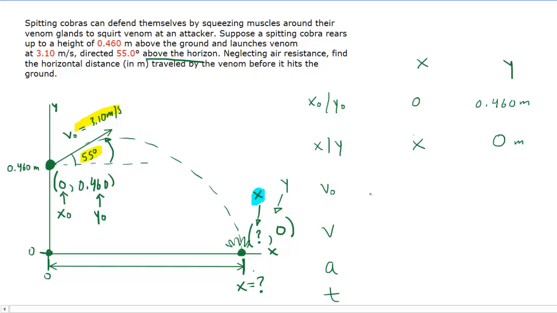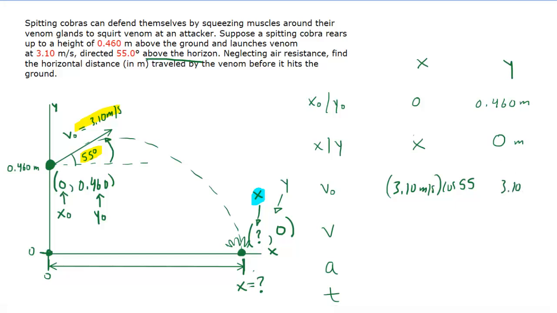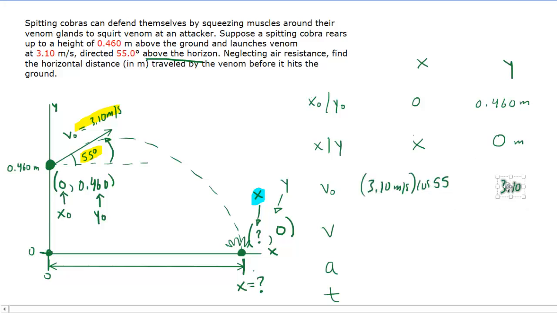So we're basically going to do 3.10 meters per second multiplied by the cosine of 55. That's going to give us the initial velocity in the X direction. And then for the Y direction, you take that 3.10 and multiply it by the sine of 55. We'll just move this over a bit.